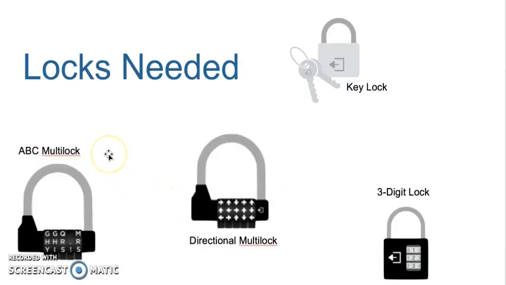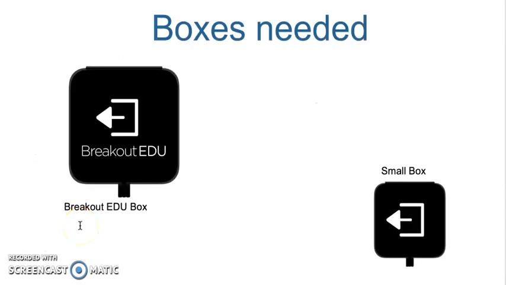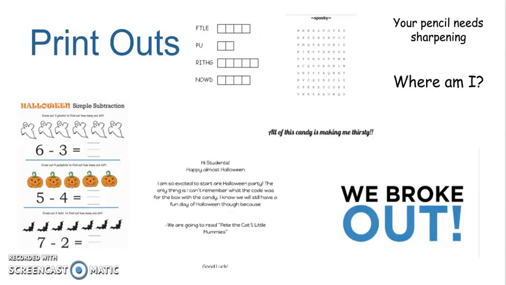So we're going to need a couple different locks for this Breakout EDU. We are going to need an ABC multi-lock, a directional multi-lock, a key lock, and a 3-digit lock. We are also going to need two boxes. We're going to use the large Breakout EDU box, and then we are also going to use the small box for this breakout.